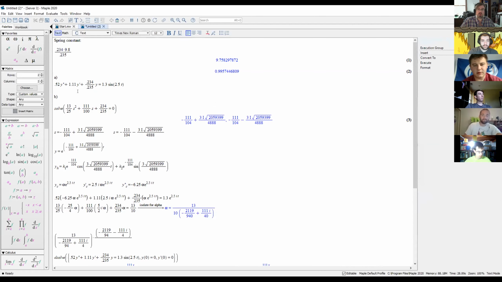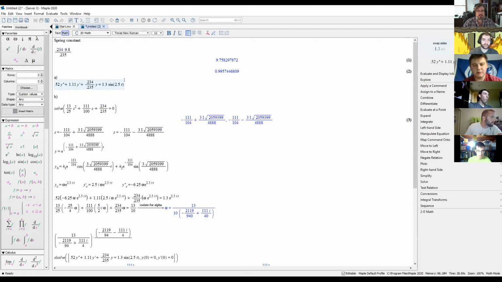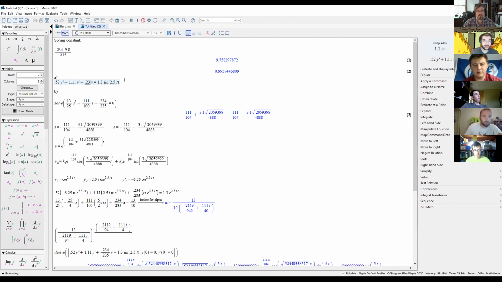Okay, and then we just wrote our equation out, taking the new mass and the damping constant, and this would also change to the new value we just got. So that would be 9.76. No, leave it as a fraction. Okay, yeah. 2, 3, 4.